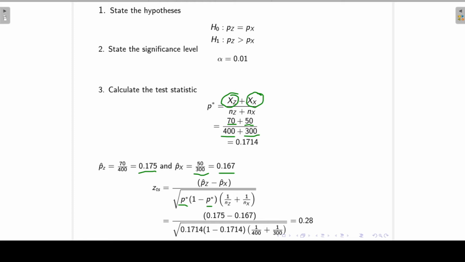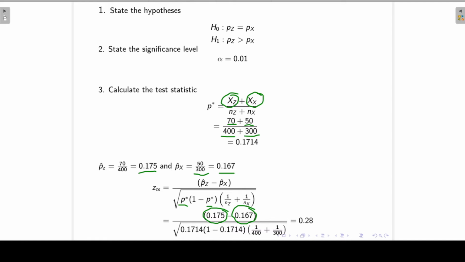So P hat Z is 0.175, P hat X is 0.167, and then below the line we have, in the square root, P star, which we've calculated previously, times 1 minus P star times 1 over sample size for supplier Z, so that's 1 over 400, plus 1 over sample size for supplier X, that was 300. And if you calculate that, you get an observed test statistic of 0.28.